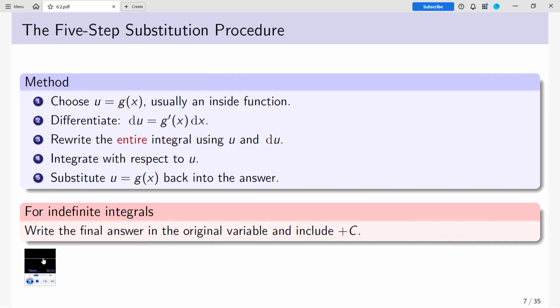These 5 steps organize every substitution problem. The crucial requirement is that the whole integral must be rewritten in u before integration begins. Mixing x and u is like submitting half the assignment in French and half in Morse code.